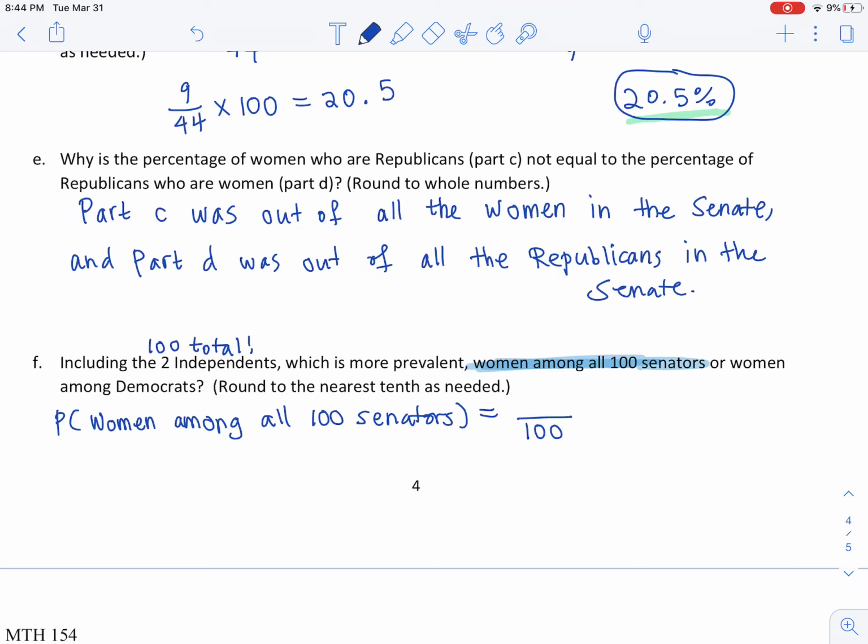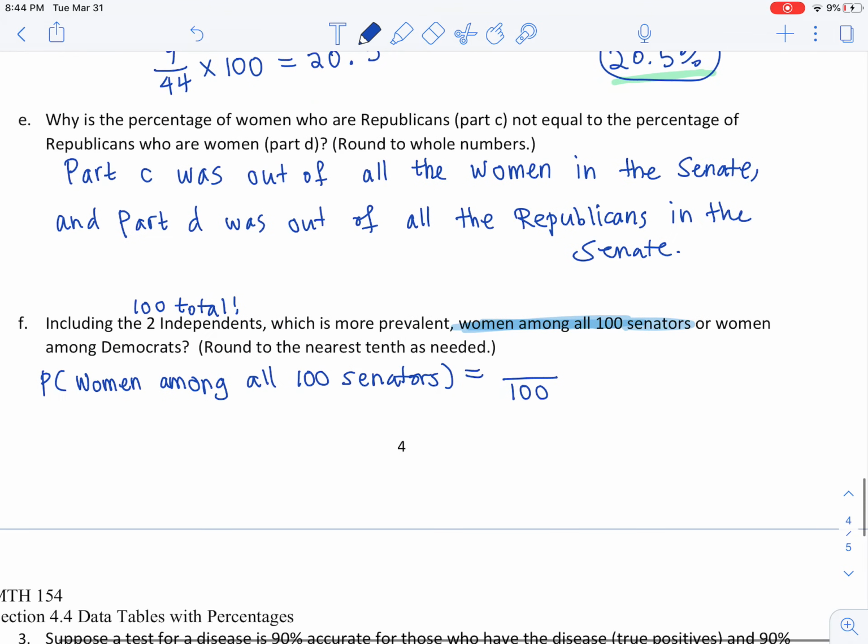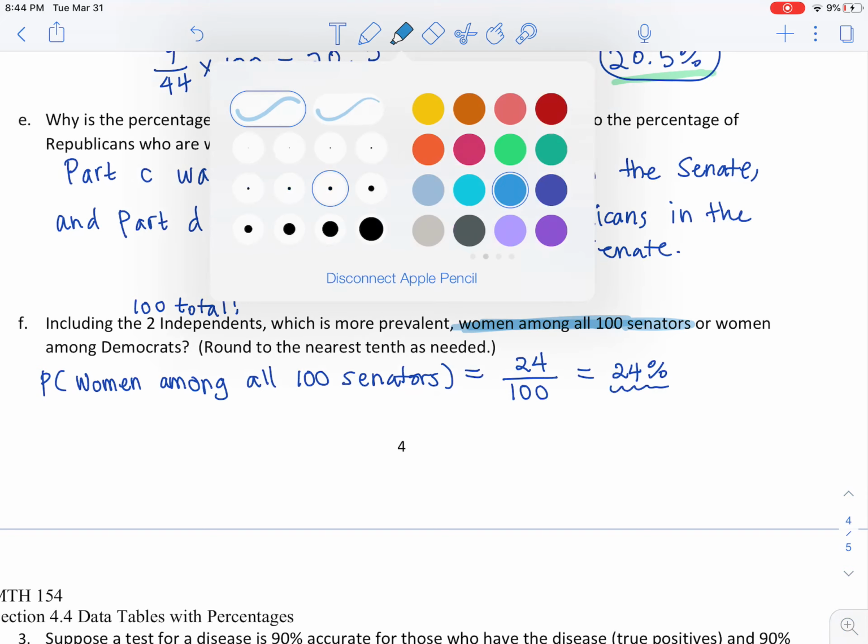That's going to be, out of 100, first of all, right? Out of all 100 senators, how many of them were women? Let's see. There were 24, right? So let's go ahead and write down 24 over 100. Now, that's exactly 24%.